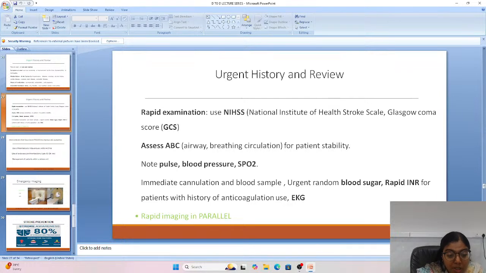And when we are doing all these investigations, at the same time, we need to do the CT of the patient in parallel. We do not need to wait for all the investigations and then proceed to imaging. Everything needs to be in parallel.